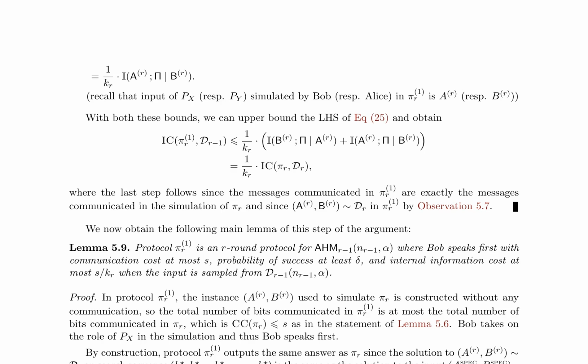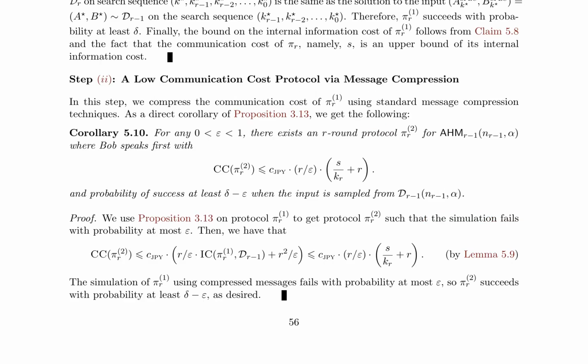They show that the communication cost of pi 2, r is upper bounded by CJP, r, epsilon, s, kr plus r, and that the probability of success is at least delta minus epsilon. This is done by applying proposition 3.13 to protocol pi 1, r and using the bound on the internal information cost of pi 1, r.